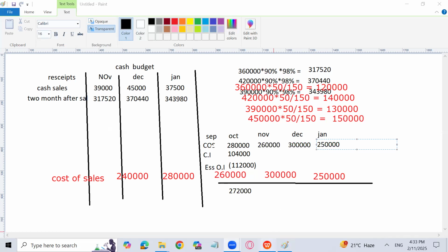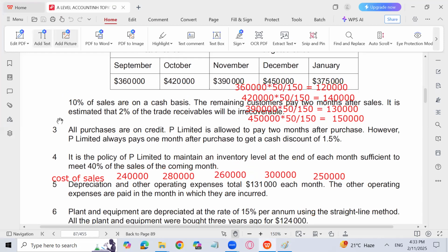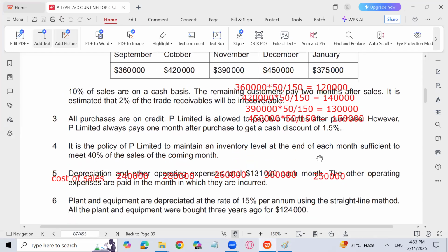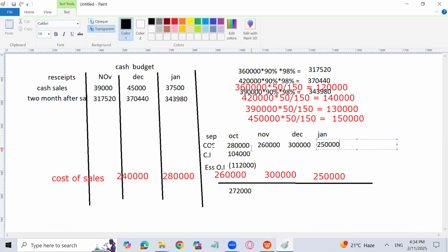Okay, let's see. Fareed, it is the policy of P Limited to maintain an inventory level at the end of each month, yesterday you were facing the same problem in this question, sufficient to meet the 40% of the sales of the coming month. It means that whatever cost of goods sold needed in the next month, 40% of that cost is the closing inventory of the current month. Means next month cost of sales, 40% of next month cost of sales will be the closing inventory.